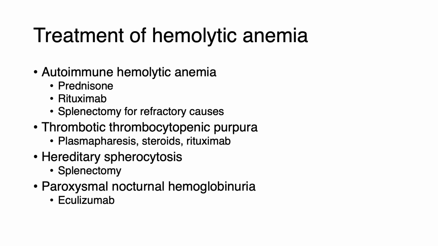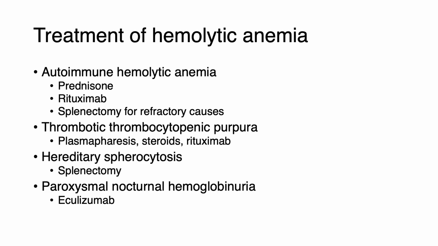So treatment of hemolytic anemia depends on the type. If it's autoimmune, usually you're going to start with steroids like prednisone, pretty high doses to try to suppress it. If that's not effective, you can add on rituximab, which gives you a much longer duration of effect. And if it's refractory to that, then sometimes these patients have to have their spleen removed.